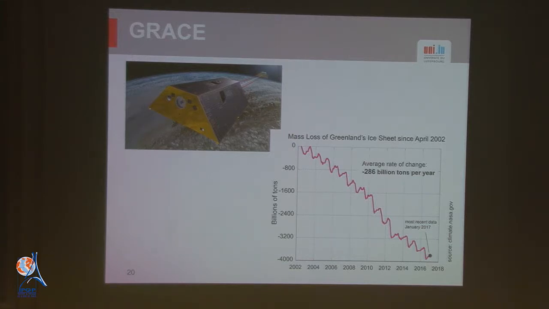GRACE came along in 2002, and it was measuring gravity, which could be converted directly into a mass change. And that was going to solve all of our problems, but I hope what you are thinking is that even changes in a GIA signal is a mass signal. And so GRACE is measuring what's happening today, but it's also measuring what's happened in the past, the response to the Pleistocene melting of the glaciers.